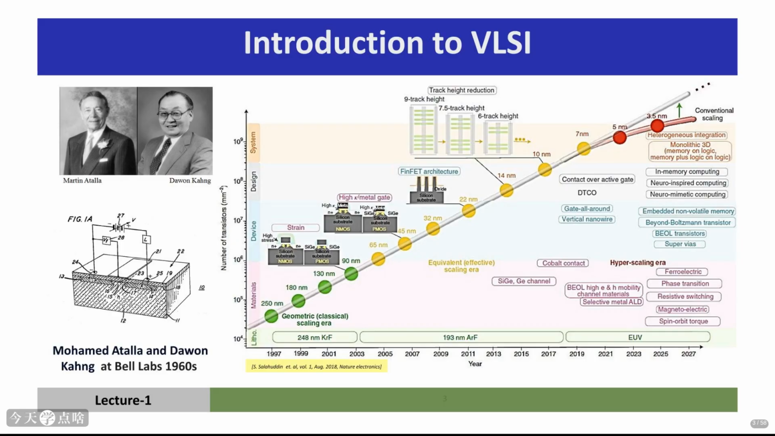Look at the timeline here, especially focusing on the work of Martin Atalla and Da-Wan Kong at Bell Labs. Their patent in 1960 described the MOSFET, metal oxide semiconductor field effect transistor. This wasn't just another transistor. It was the foundation for the vast majority of chips we use today. It's the workhorse, the unsung hero behind your smartphone, your laptop, everything. Without the MOSFET, the explosion of modern electronics simply wouldn't have happened.